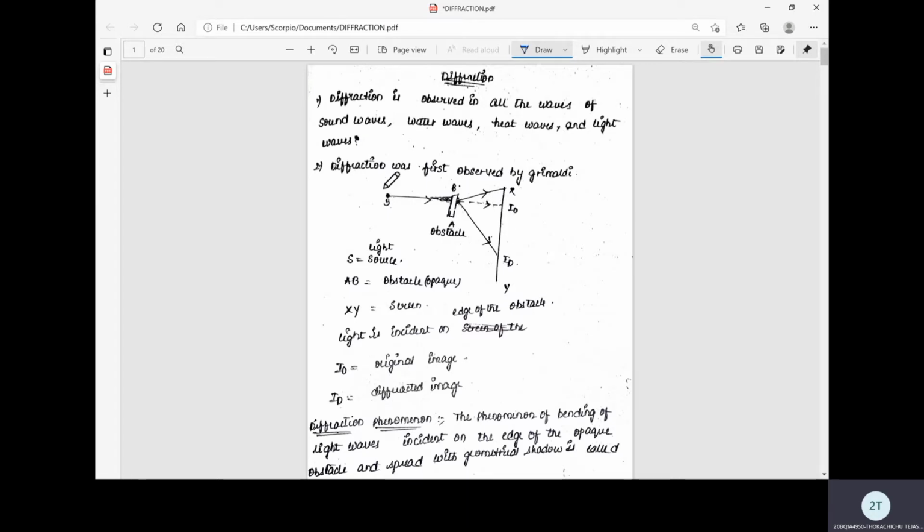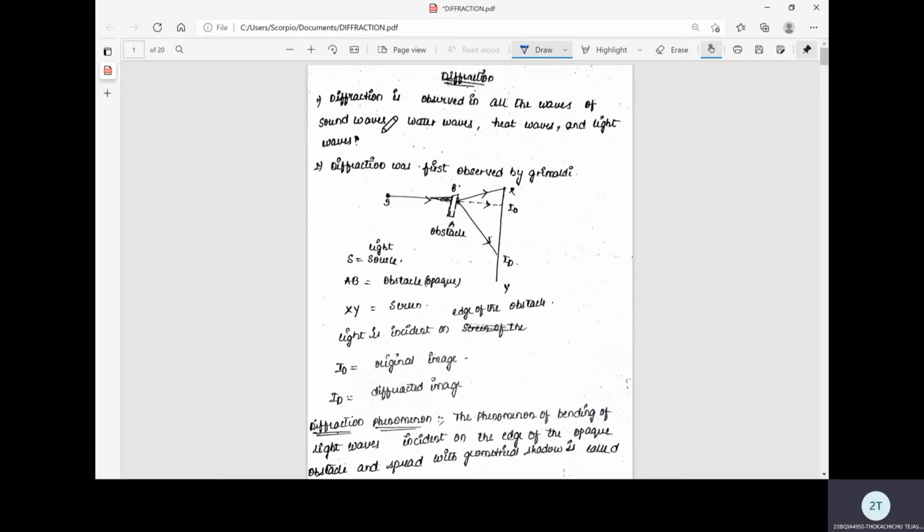XY. So, when the light from source S, which is placed here, hits the edge of this obstacle, that is at the point B, it bends, that is, its direction changes, and instead of going in the normal direction as per its properties, it bends and reaches another point to give a different image like this. That is this image ID, unlike the normal image we get IO, that is the original image, while this ID is nothing but the diffraction image.